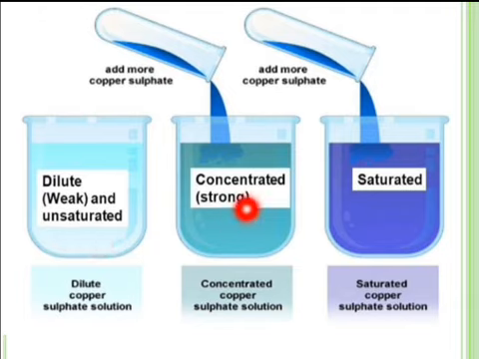Now see, in the same quantity of water, that is 100 ml of water as solvent, we are adding more copper sulfate in it, and now you can see the color of the solution is changing. It is capable of dissolving more copper sulfate in 100 ml of water, and the color concentration also changes. This means this solution is now becoming a concentrated, strong solution, right?